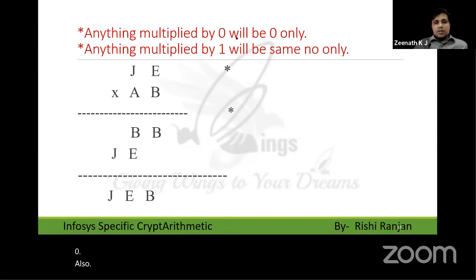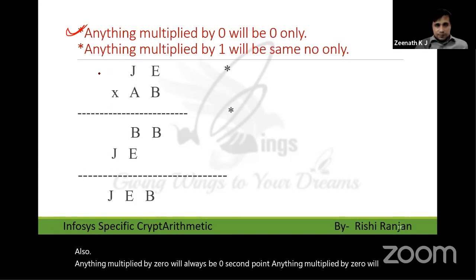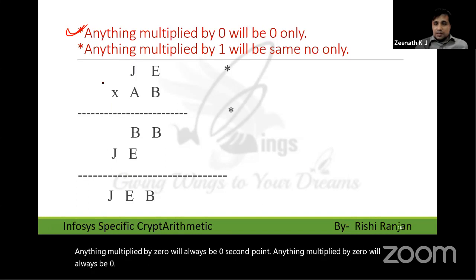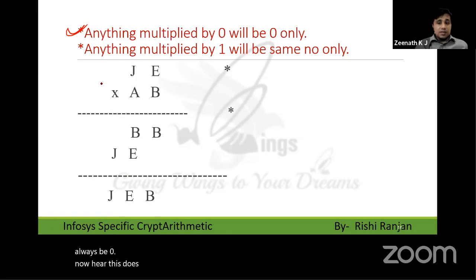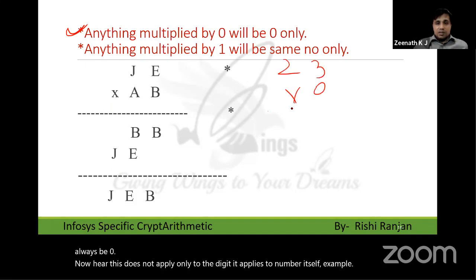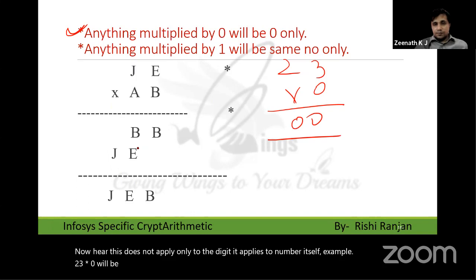Second point, anything multiplied by zero will always be zero. This does not apply only to the digit, it applies to the number itself. Example, 23 multiplied by zero will be 00.